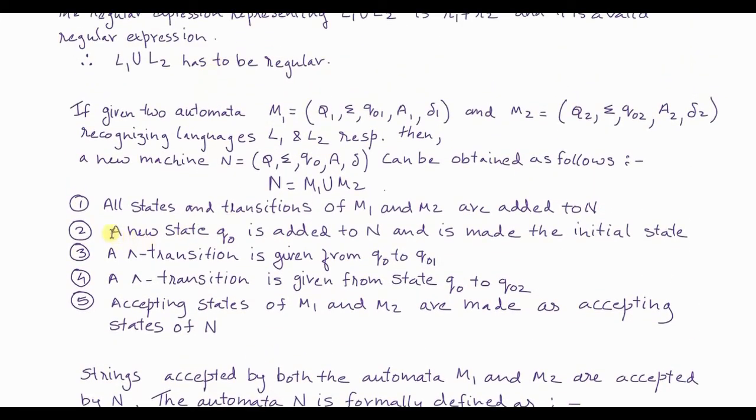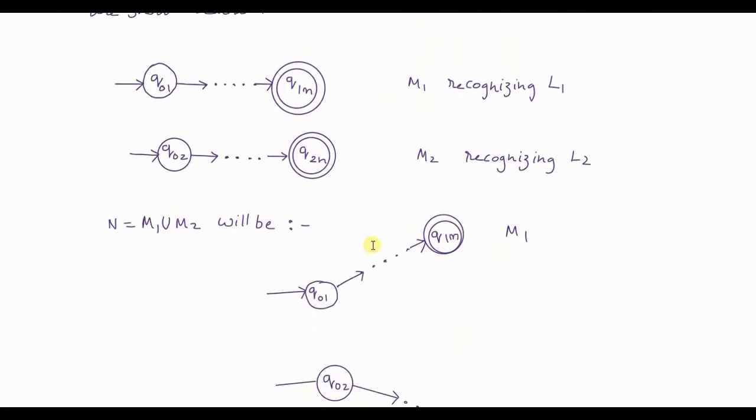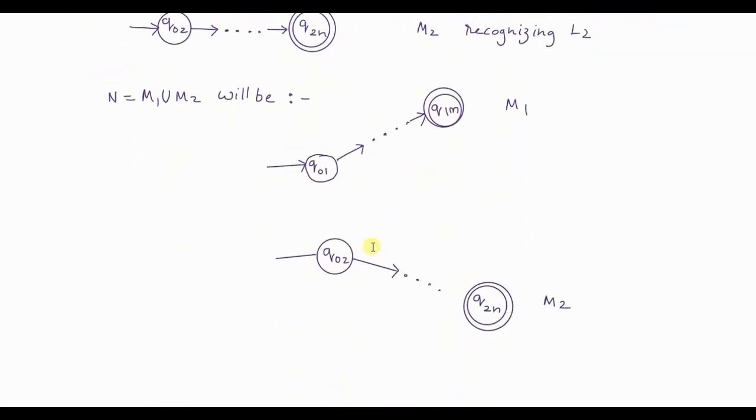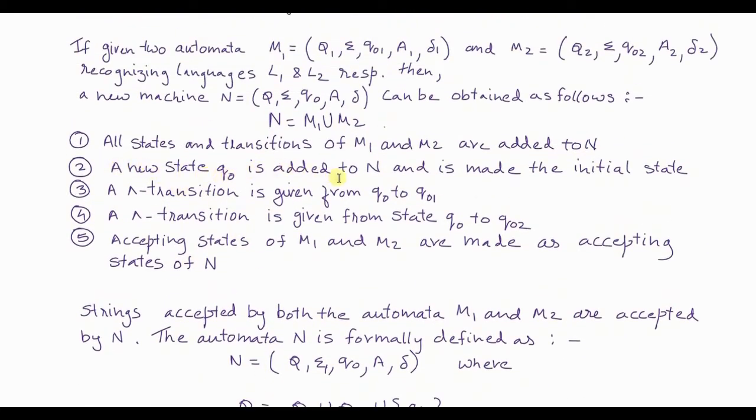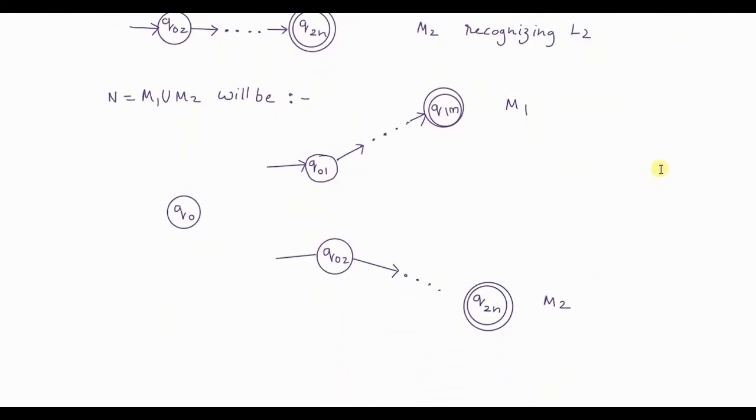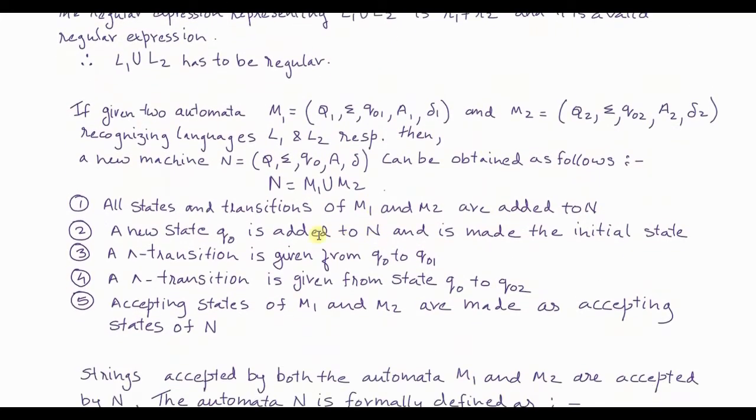In the second step, a new state Q0 is added to N. So to this N, I am going to add a new state and I will call it Q0. Let Q0 be a new state added to the machine N. It is made the initial state, and I assume that Q0 is the initial state of the given machine N. Fine, so I have made it the initial state. So the second step is over.